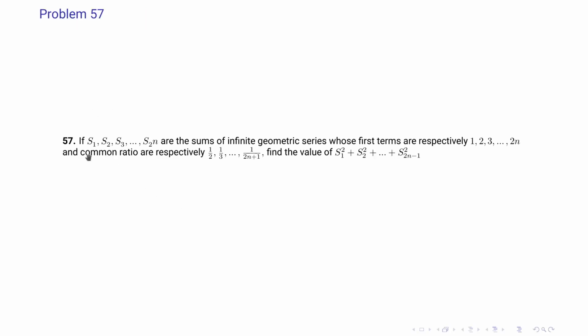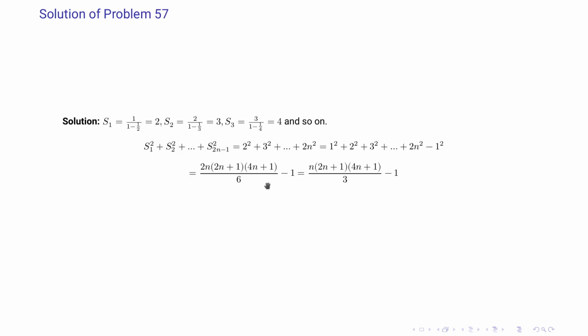Problem number 57 says that if S1, S2, S3 up to S2n are the sums of infinite geometric series whose first terms are respectively 1, 2, 3 up to 2n, and common ratios are respectively 1 by 2, 1 by 3 up to 1 by 2n plus 1, find the value of S1 square plus S2 square plus up to S2n minus 1 whole square. So S1 is 1 by 1 minus 1 by 2, that is 2. S2 is 2 by 1 minus 1 by 3, which is 3. S3 is 3 by 1 minus 1 by 4, which is 4, and so on.